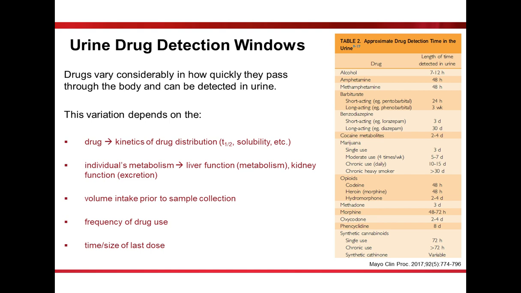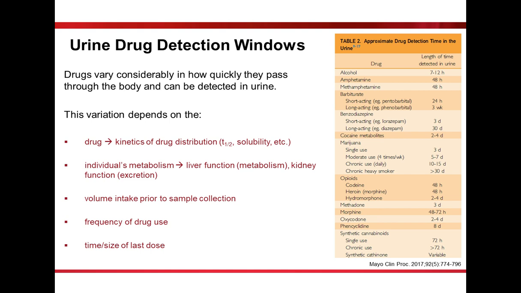So drugs vary considerably in how quickly they pass through our body and that they can be detected in our urine. And so this variation depends on a number of things, including the nature of the drug itself. So its kinetics of distribution. So what's its half-life? What's its solubility? Does it prefer to stay in our bloodstream, or does it accumulate in our fatty tissues? It depends on an individual's metabolism, which is dependent on their liver function or their kidney function, so how quickly they can metabolize and excrete it from their body. It depends on the hydration status of the patient prior to sample collection, the frequency of drug use, so whether they are using it just one time versus chronic use, and the time and size of last dose.